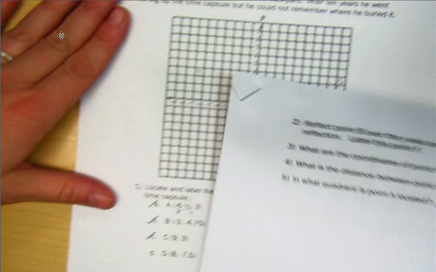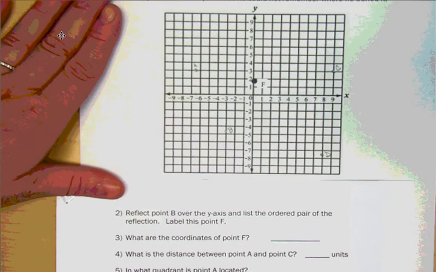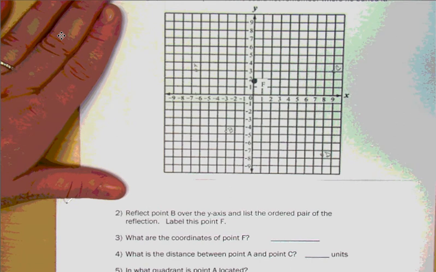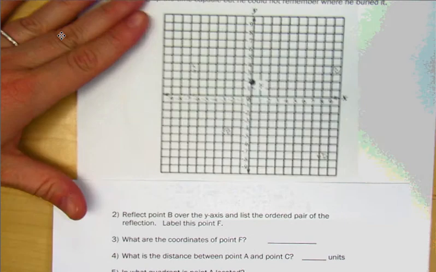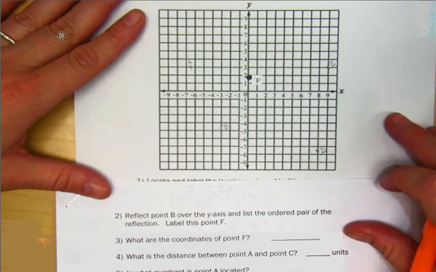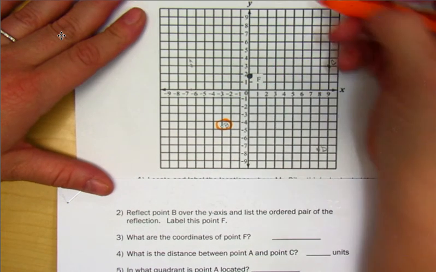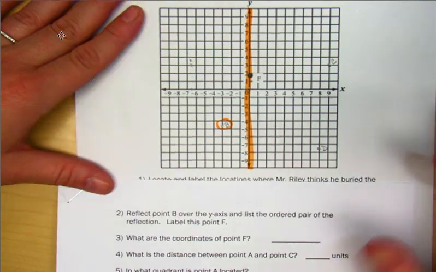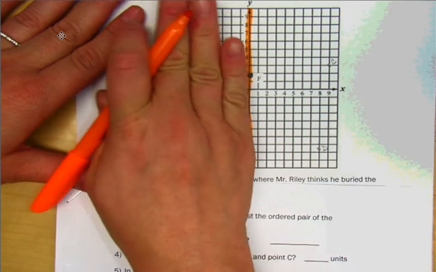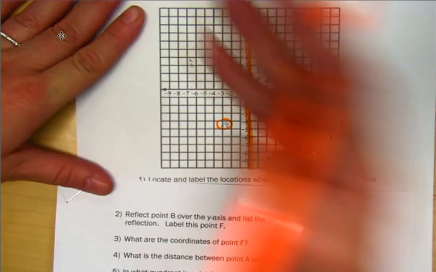Now the second page, you need the first page to finish it, so let's look at number 2 while I have the graph out in front of me. Reflect point B over the y-axis and list the ordered pair of the reflection. Label this point F. So first I'm going to find point B, which is right here, and they're telling me to reflect it over the y-axis. So I'm highlighting the y-axis so I can see where I'm going to make the reflection. So if it's on this side, I'm going to reflect it to this side. Same if it was on this side, I would reflect it to this side.